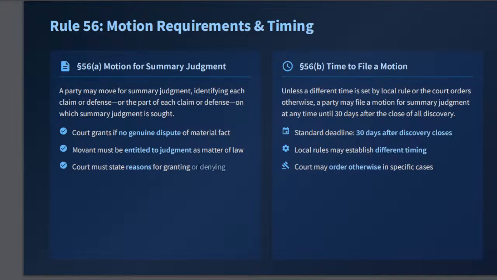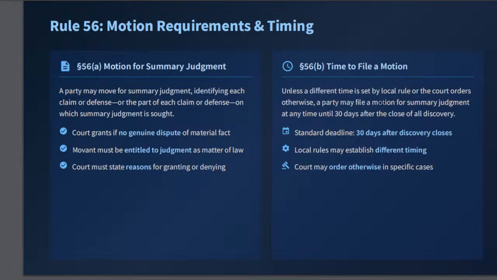Now, this seems straightforward here, but remember, their reasons could just be standing presumptions and such. So there's a bit of a back and forth really to get those reasons on the record. So 56(b) goes over the time to file a motion. Unless a different time is set by local rule or other court order, so we'll find those local rules really affect these times to file the motion.